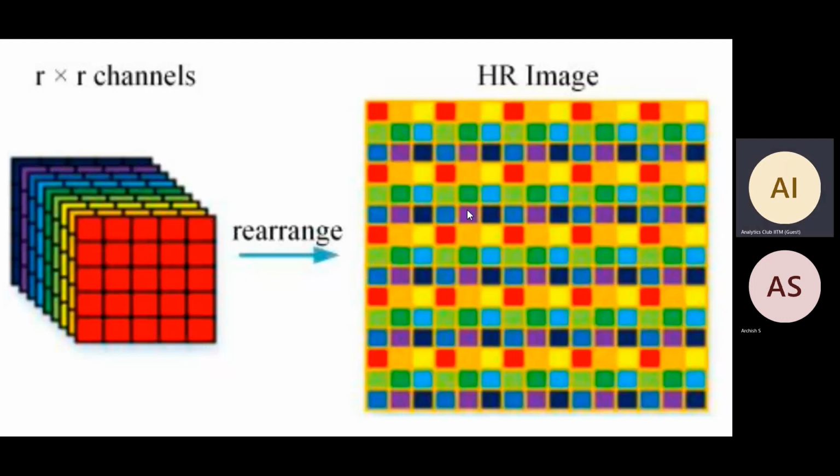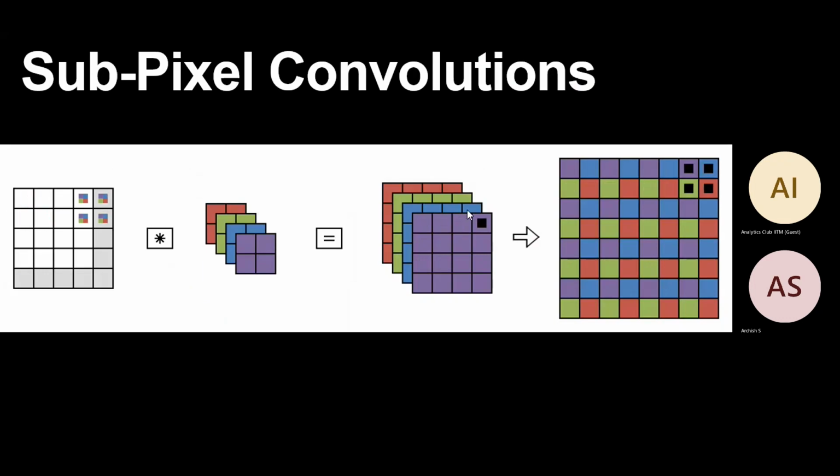Do you guys have any doubts in subpixel convolutions? All right. Yeah. Color map meaning, I didn't understand you.